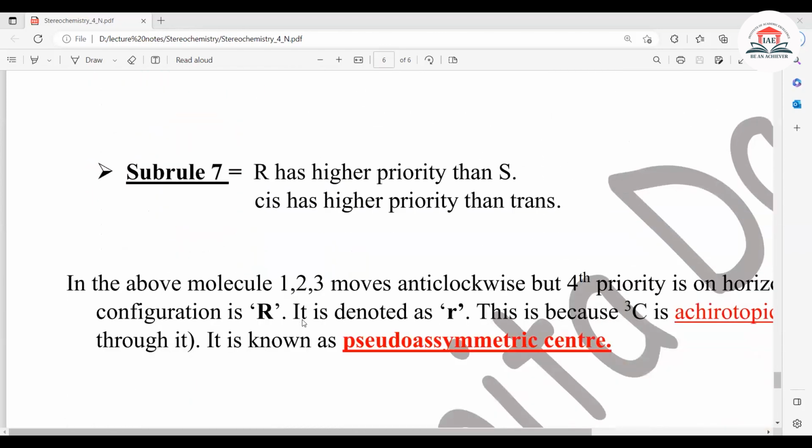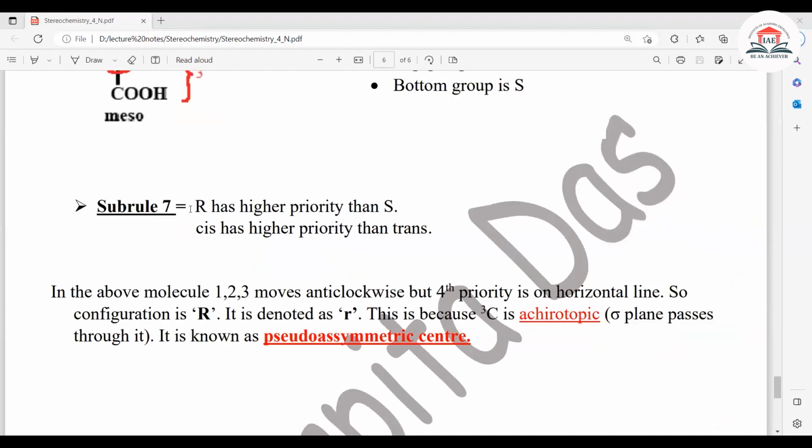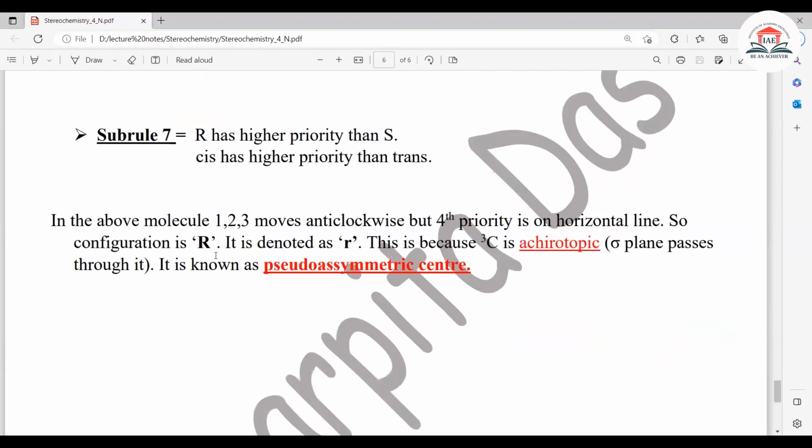Okay, so that was actually the sub rule 7. R has higher priority than S, and Cs also has higher priority than trans. So in the above molecule 1 2 3 moves anti-clockwise, but the fourth priority is on the horizontal line, so the configuration is R, but it is denoted as small r. This is because C is acheirotopic.